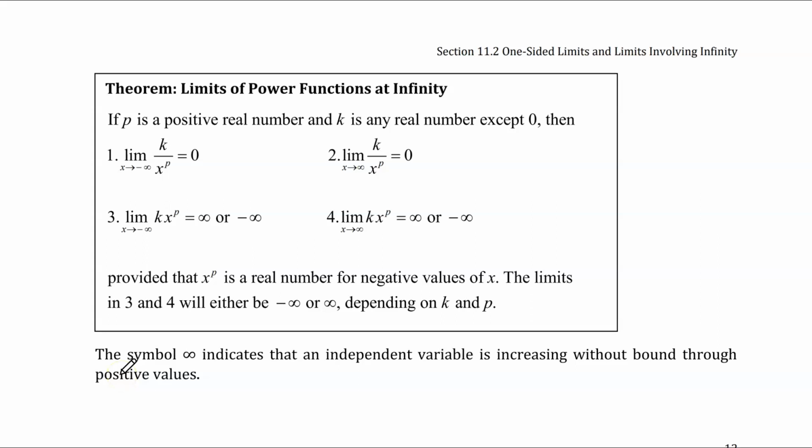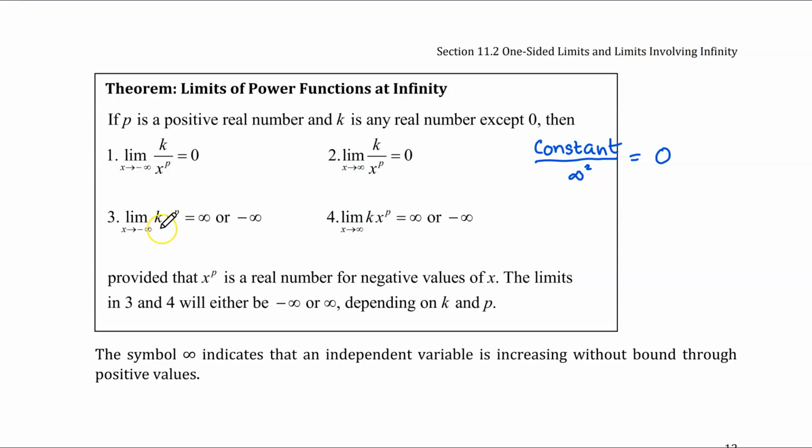The following theorem gives us the limits of power functions at infinity. So if you evaluate a constant k over x to the p as x approaches negative infinity or positive infinity, both of these will be equal to 0, regardless of what k is or what the power p is. In other words, if you have a constant divided by infinity raised to some power, this would always be equal to 0.